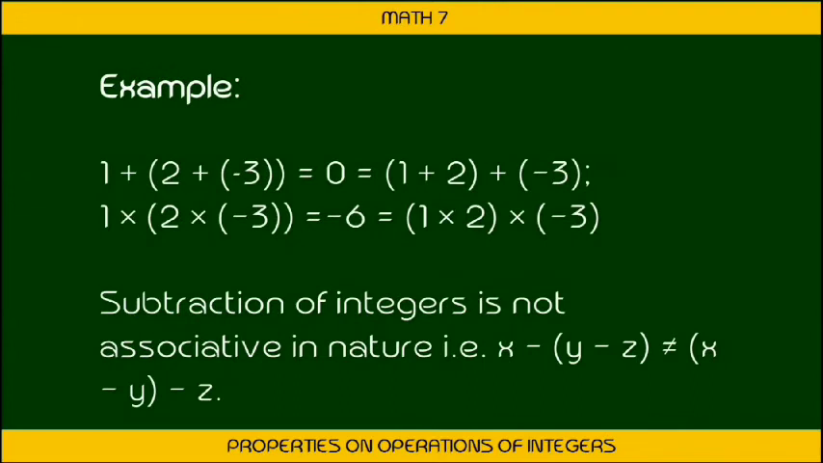Example, 1 plus 2 plus negative 3 is equal to 0. The same as 1 plus 2 plus negative 3. 1 times 2 times negative 3 is equal to negative 6. The same as 1 times 2 times negative 3. Subtraction of integers is not associative in nature. Example, x minus y minus z is not equal to x minus, open parenthesis, y minus z.